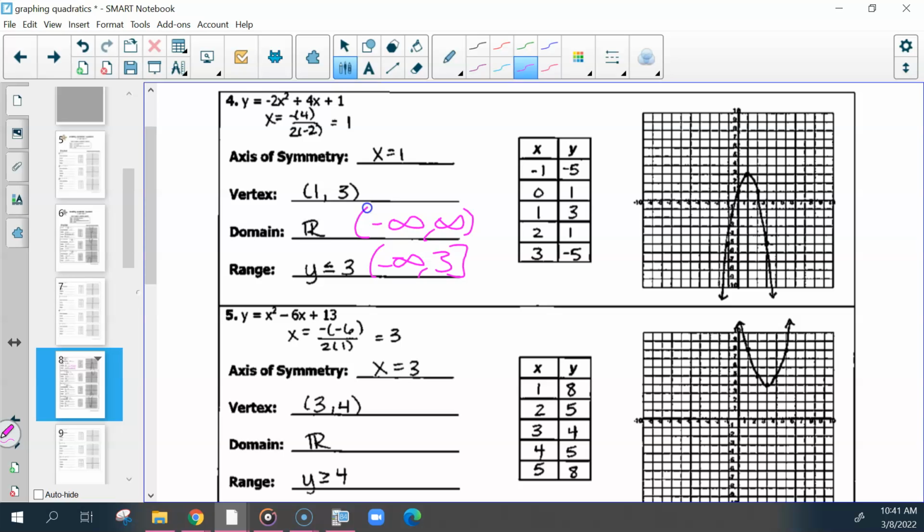If you didn't get to certain ones, just make sure you have these written down and the table filled out. You can go back and graph it later. Questions on number 4?